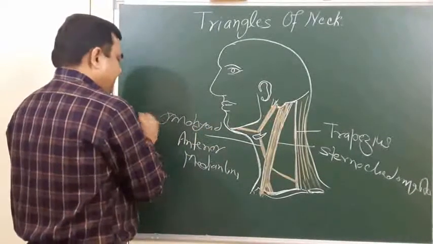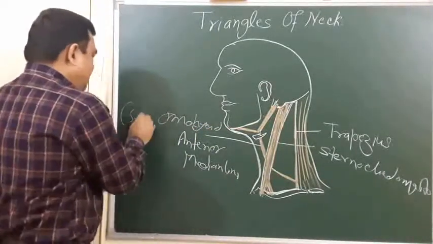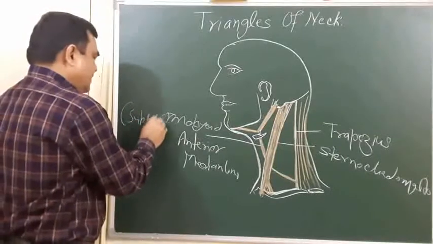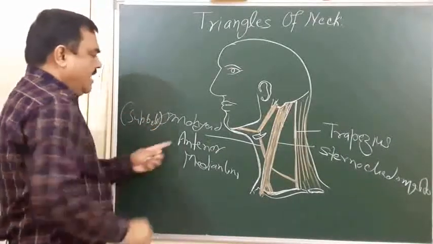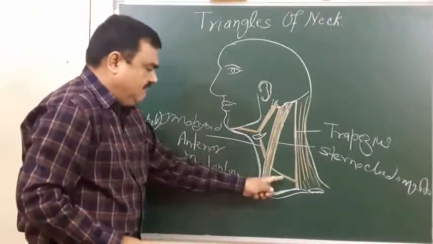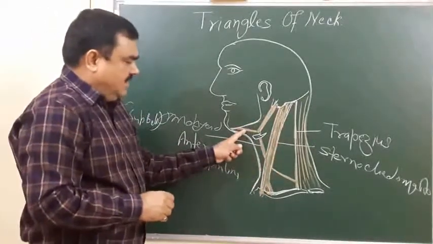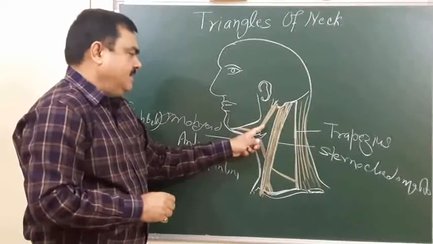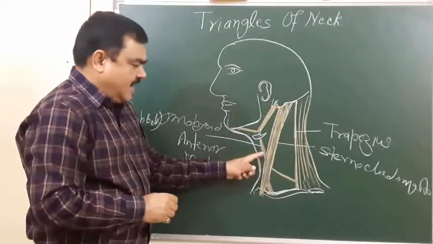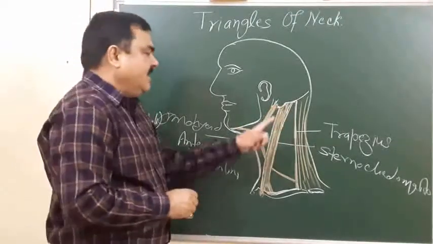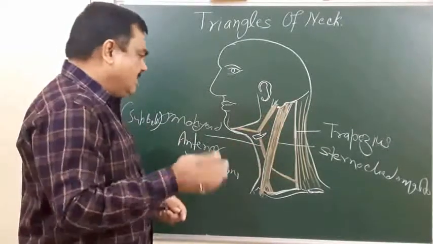Superior belly, and here is inferior belly of the omohyoid. By these, the anterior belly and posterior belly of the digastric and the superior and inferior belly of the omohyoid, these triangles are divided into several small triangles.